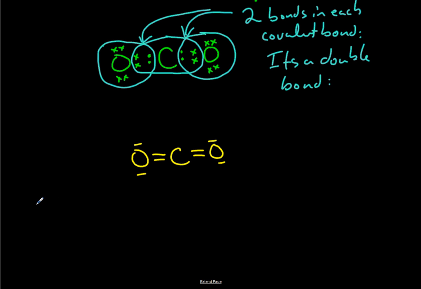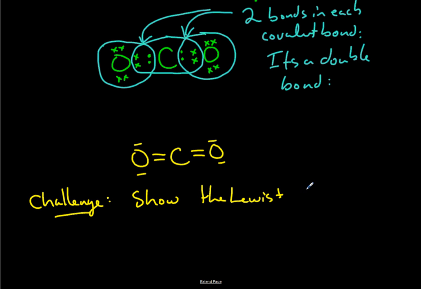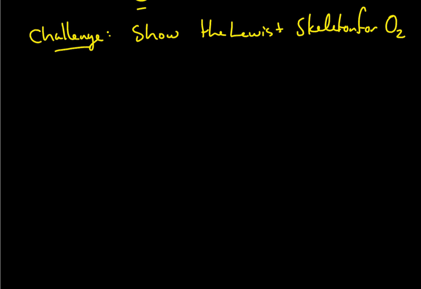Okay, a little challenge. Show Lewis and skeleton for O2, oxygen. Okay, let's just sort this out real quick. So if I look, 1, 2, 3, 4, 5, 6 on each oxygen. So each oxygen needs 2 electrons in order to fill its shell.